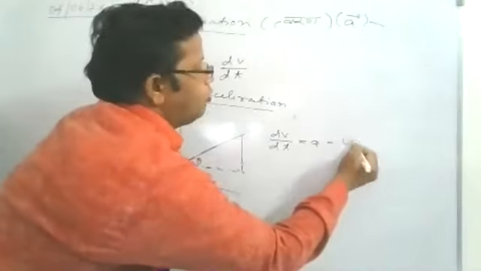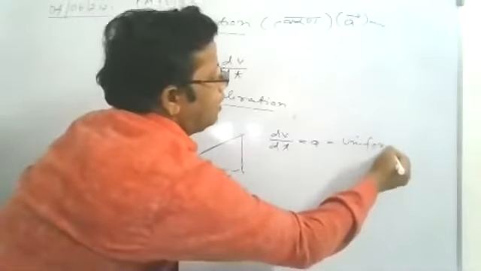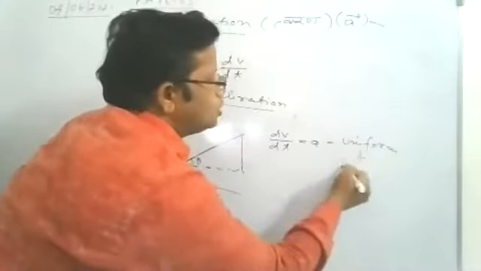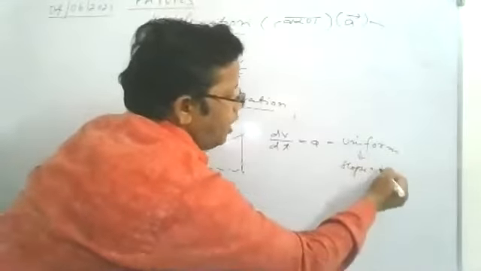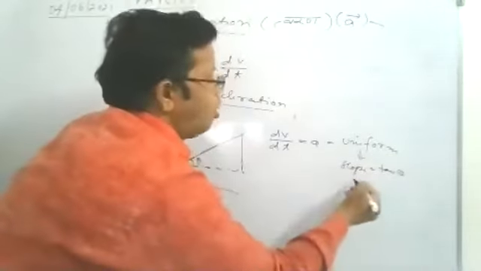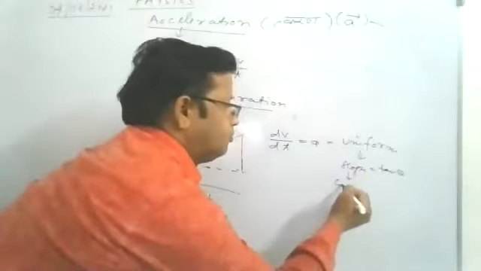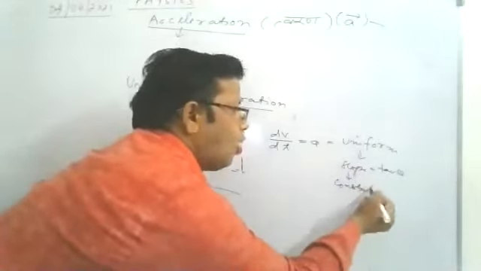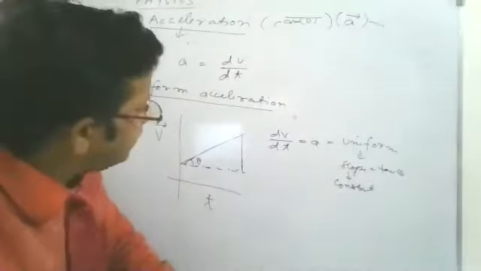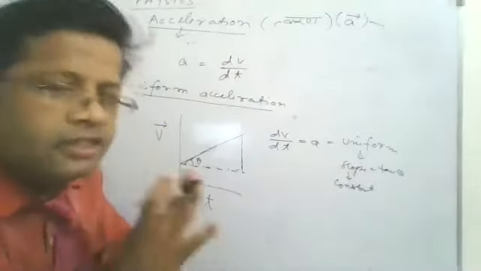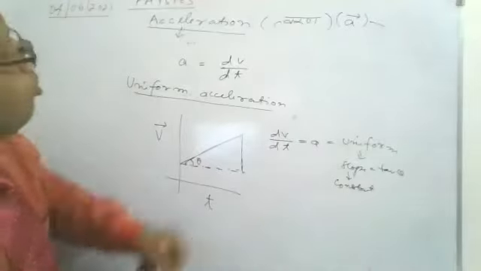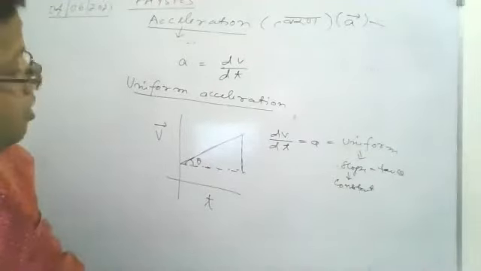Acceleration is uniform. Why? Because the slope, meaning tan theta, remains constant. Slope constant means in every 1 second the velocity increases by a fixed amount. Now such type of motion is called uniform accelerated motion.